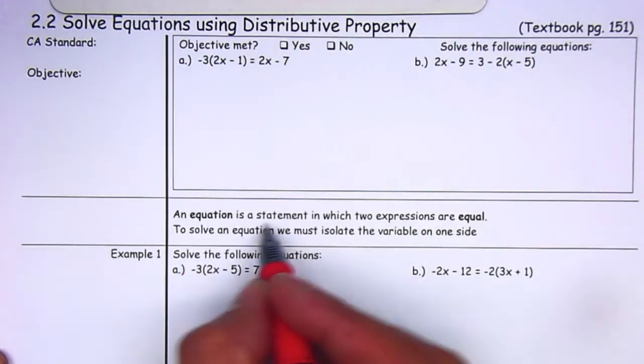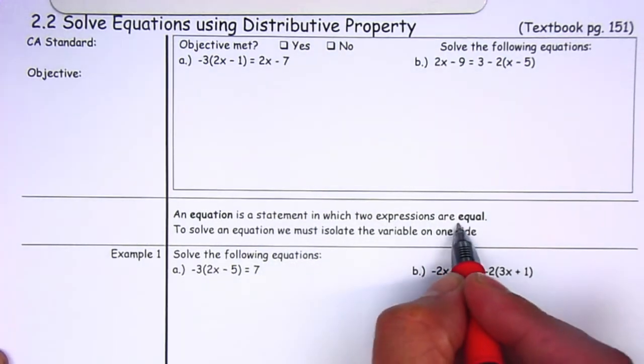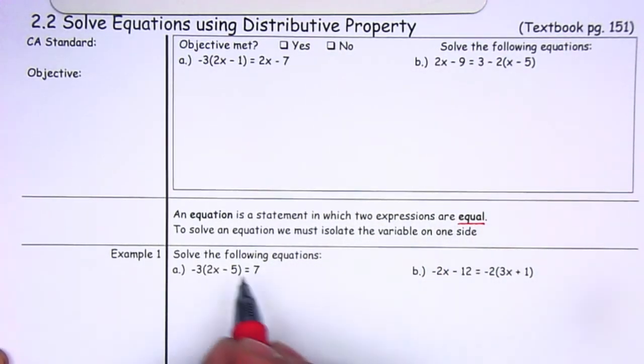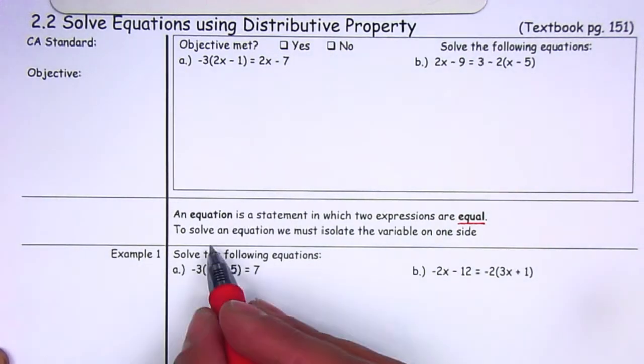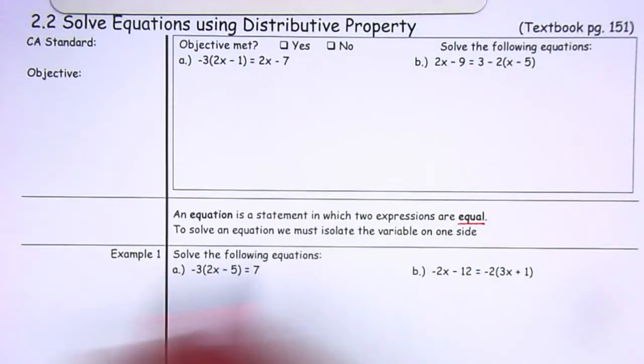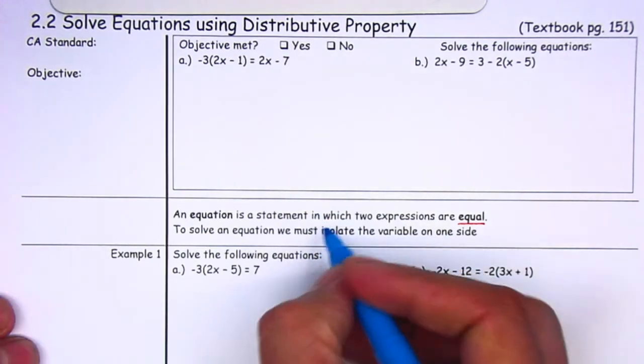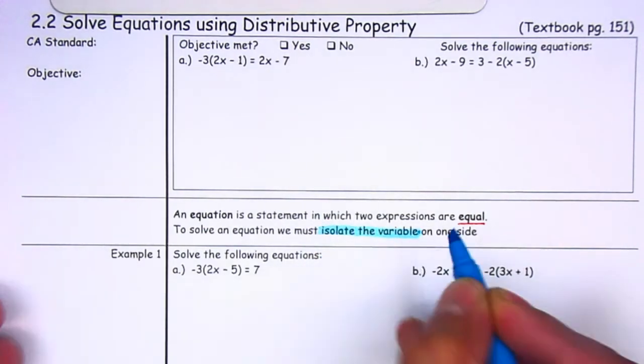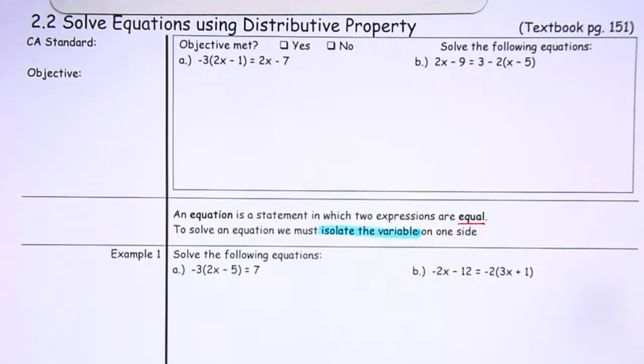An equation is a statement in which two expressions are equal. So in order to be able to call something an equation, you need to have an equal sign. To solve an equation, we must isolate, so we need to leave the variable by itself. You can do it on one side or the other, it does not matter. So let's go through example number 1.